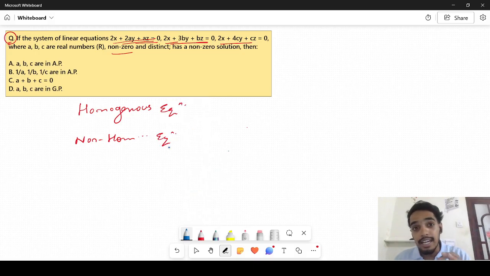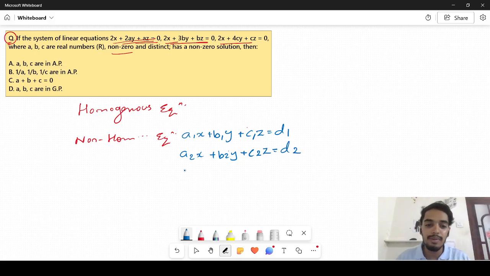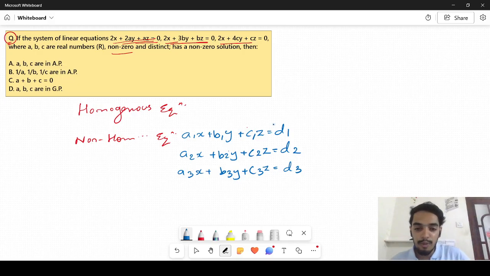What is the generalized form of a system of three linear equations in three variables? a1x plus b1y plus c1z equal to d1, right? Now what will be the second equation? a2x plus b2y plus c2z equal to d2. And similarly, the third equation will be a3x plus b3y plus c3z equal to d3. Now, can you please tell me whether these three equations are homogeneous or non-homogeneous?